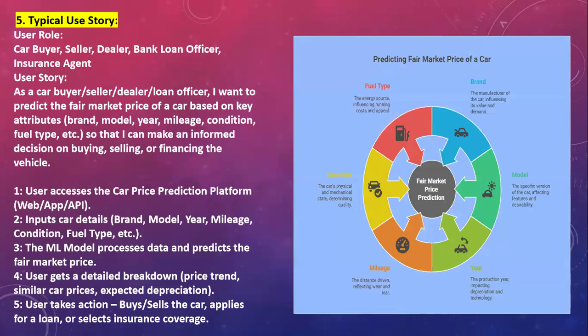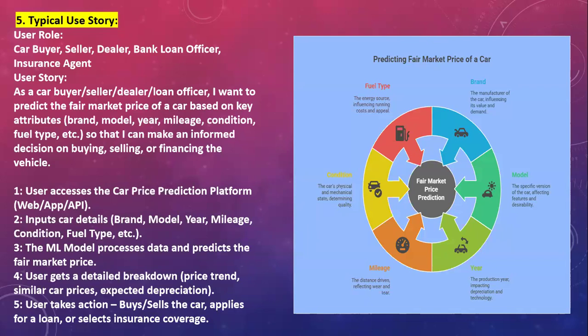Coming to the typical user story, these are the users: car buyers, sellers, dealers, bank loan officers, and insurance agents. As a user story, what is their point of view? As a car buyer, seller, or dealer, I want to predict the fair market price of a car based on key features or attributes like brand, model, year, mileage, and condition, so that I can make an informed decision on buying, selling, or financing the vehicle. So this is the user story.